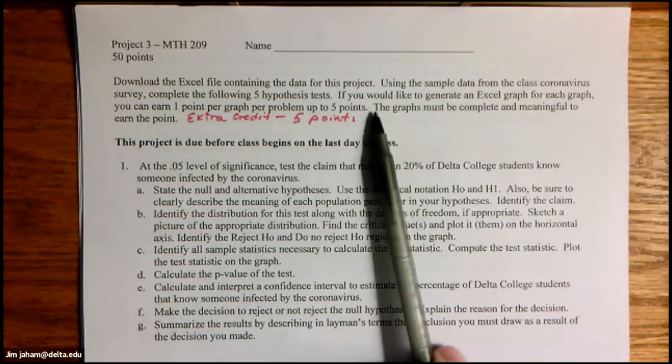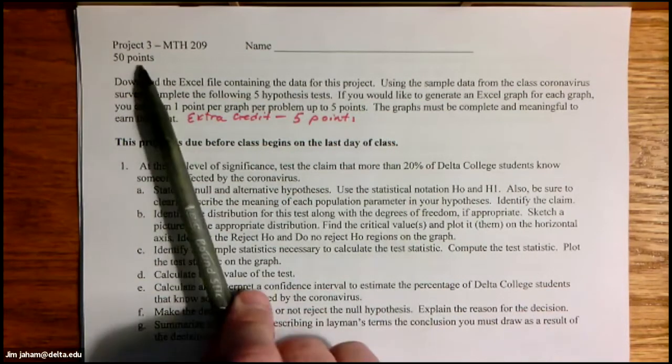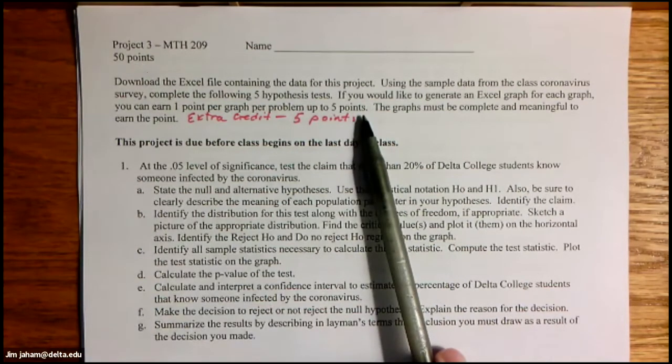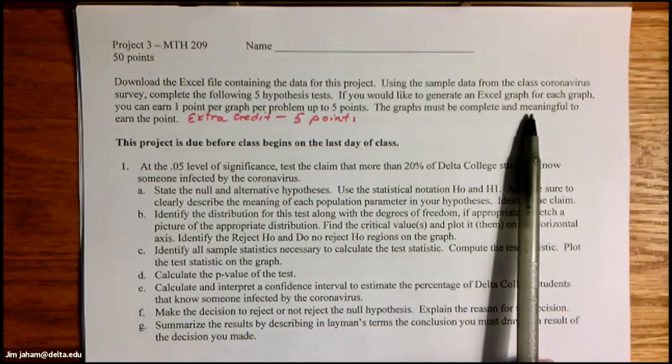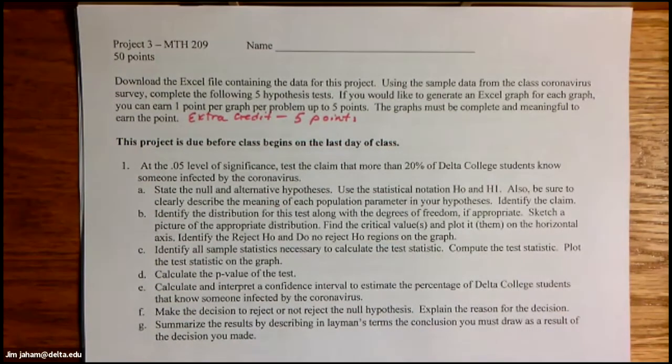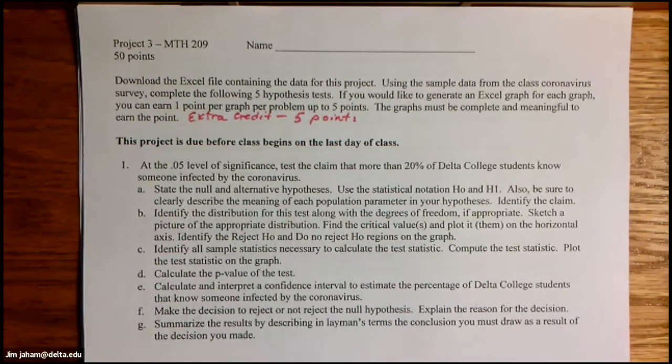Up here, it describes the extra credit. The extra credit is 5 points. So even though this is a 50-point assignment, you could get 55 points. And to get the extra point, 1 point per problem, you would construct a graph in Excel, a meaningful graph that corresponds to the data.